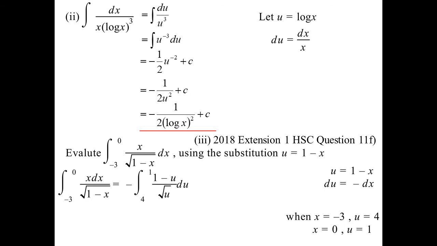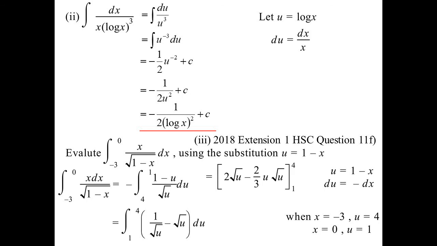But the nice thing about that is I can split that fraction up into 2 terms, and I get 1 on root u minus root u. We can integrate both of those. We end up with 2 root u minus 2/3 u root u.